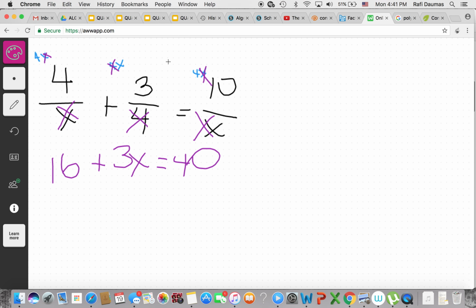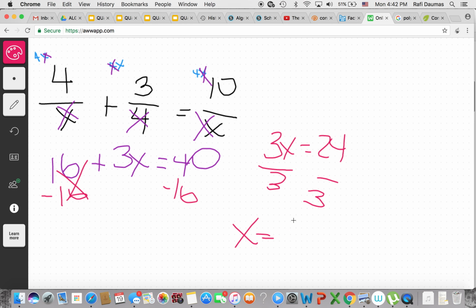So now we just have to solve the equation. Minus 16, and 40 minus 16 is equal to 24. So then we have 3x is equal to 24. Divide by 3, and x is equal to 8.